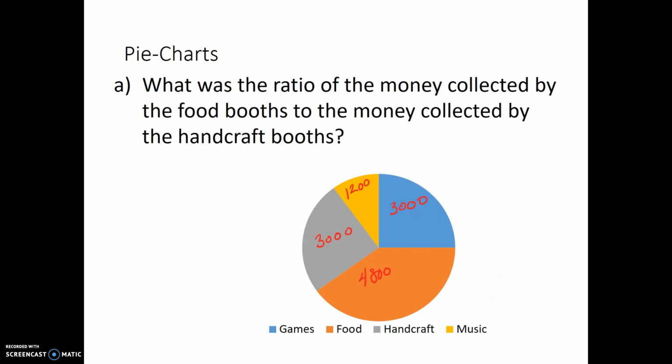Okay, now we want to know the ratio of the money collected by the food booths to the money collected by the handicraft booths. Well, if we look at our key down here, food collected $4,800 and handicraft collected $3,000. So we'll set up a ratio that looks like this, 4,800 to 3,000. That's food to handicraft. And when we reduce that, we get 8 to 5.